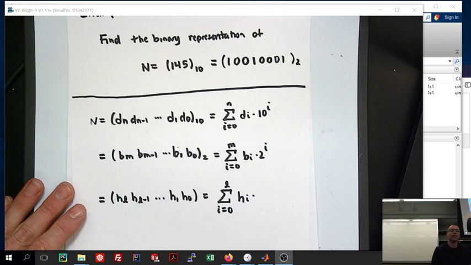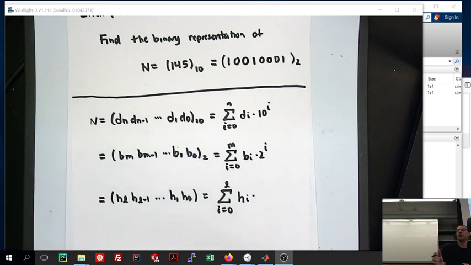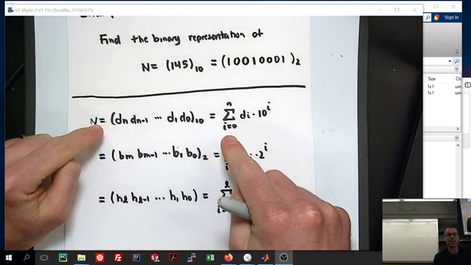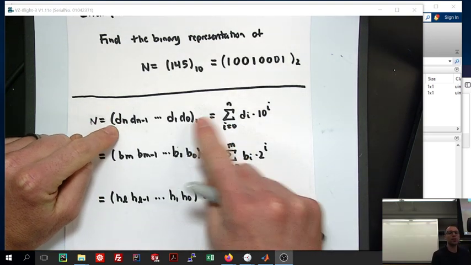All right. So check yourself. If you haven't finished, check yourself. All right, so here we go. We have these 3 different representations. We've got what we call a decimal representation.